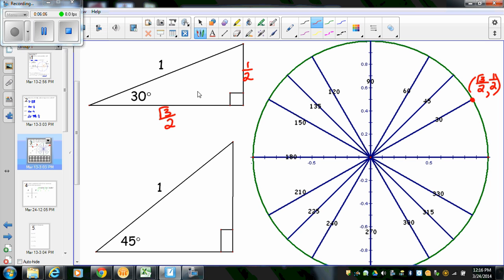We can also use this for a 60-degree reference angle. If we think about it that way, here's my 60-degree reference angle. Those basically just reverse. From 60 degrees, the opposite side, or the y-coordinate, or excuse me, the x-coordinate would be square root of 3 over 2. Not. The y-coordinate would be square root of 3 over 2, and the x-coordinate would be 1/2.